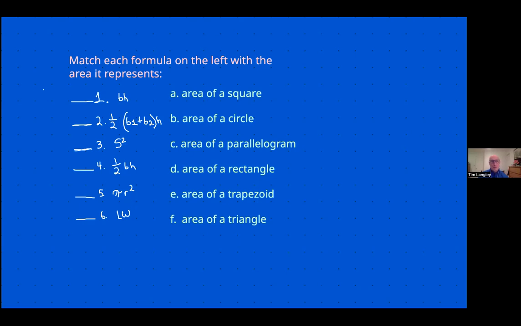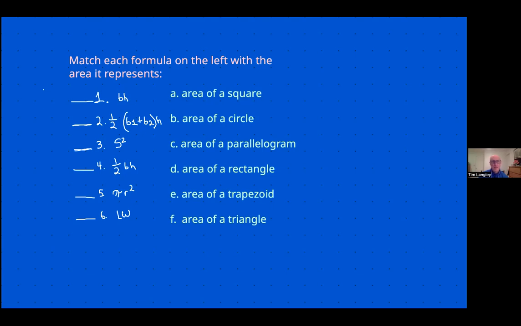So if you look at number one here, it's base times the height. Can you remember which one of those is the formula for the area? The base times the height. Tell you what, let's do the process of elimination. I'm going to model some test taking skills for you here. 1/2 the base of one plus the base of two times the height. What does that sound like? Doesn't that sound like the area of a trapezoid? So number two probably is going to be my E.